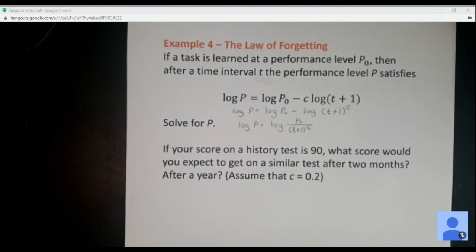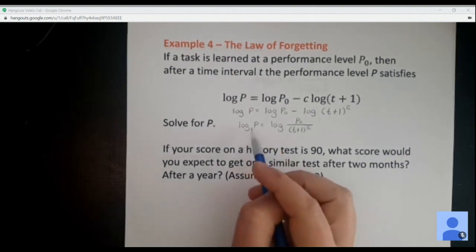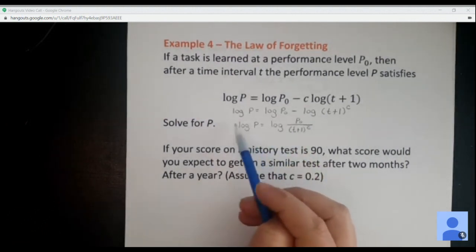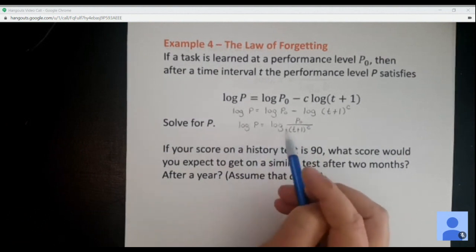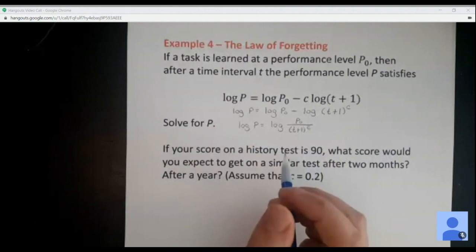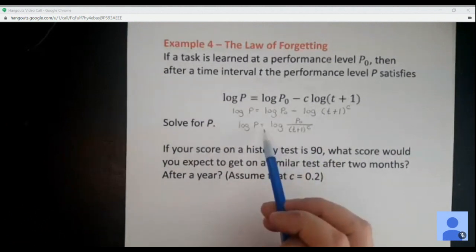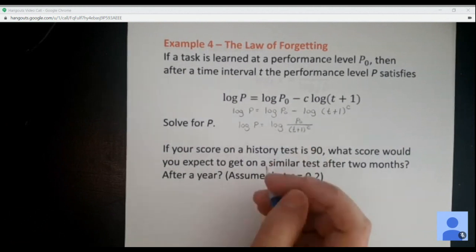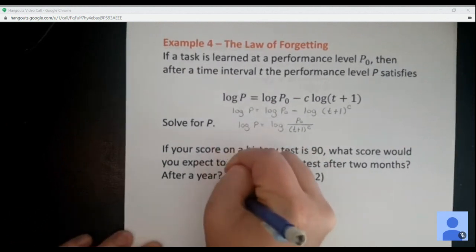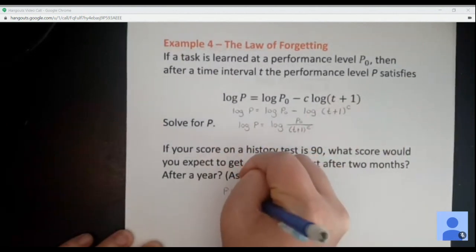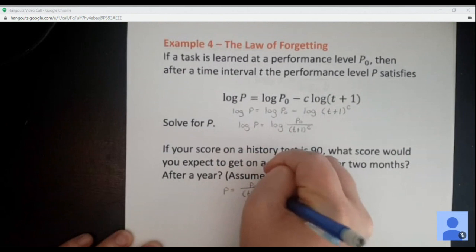Okay, almost. We are going to drop the log. It's not division, right? Because this is not saying log times P. This is the log of P, right? But because we have a base 10 log on this side and we have a base 10 log on this side, the stuff inside those logs is also going to have to be equal to make these things equal to each other, right? So as long as you've got the same base on both sides here, we can just drop those logs. And so my equation now just becomes P equals P sub 0 divided by T plus 1 to the C power.